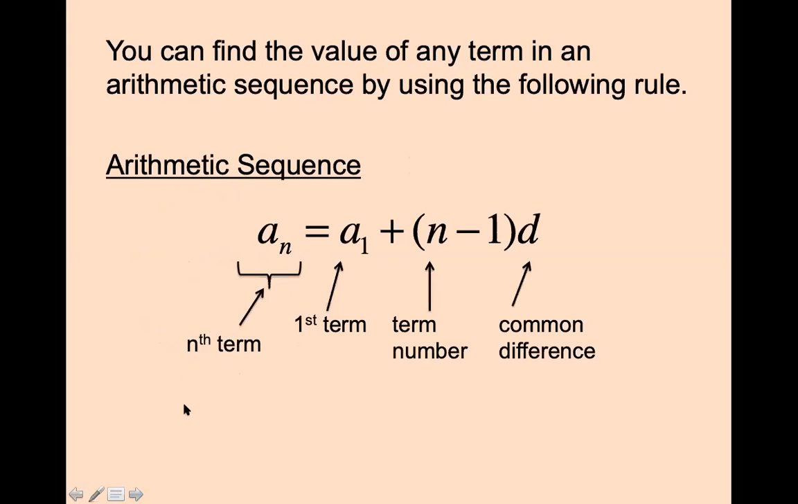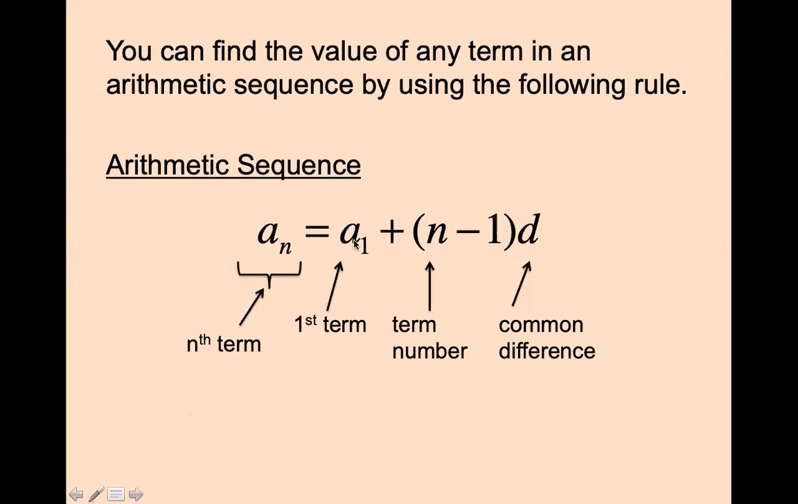It says you can find the value of any term in an arithmetic sequence by using the following rule, and this is in your journal. So an arithmetic sequence is a sub n equals a sub 1 plus n minus 1 times d. Don't be intimidated by this n or nth term. It's just what is the term you're trying to find. So if you were trying to find the 10th term, this would be a sub 10. If this were the 50th term, a sub 50, the 11th term, a sub 11. So don't worry about that. That's just the term you're trying to find.